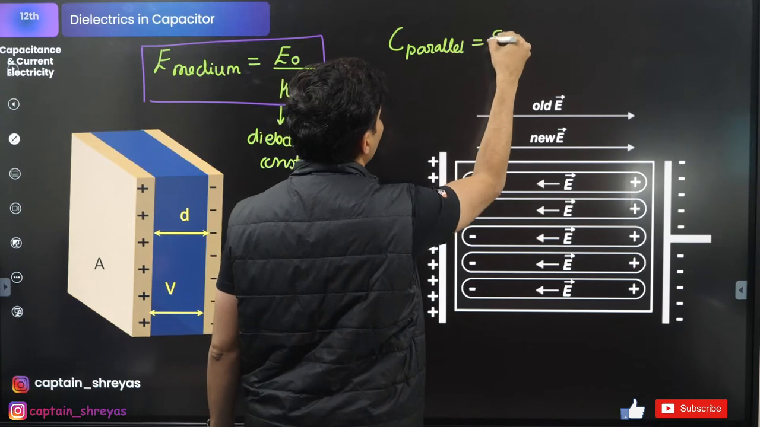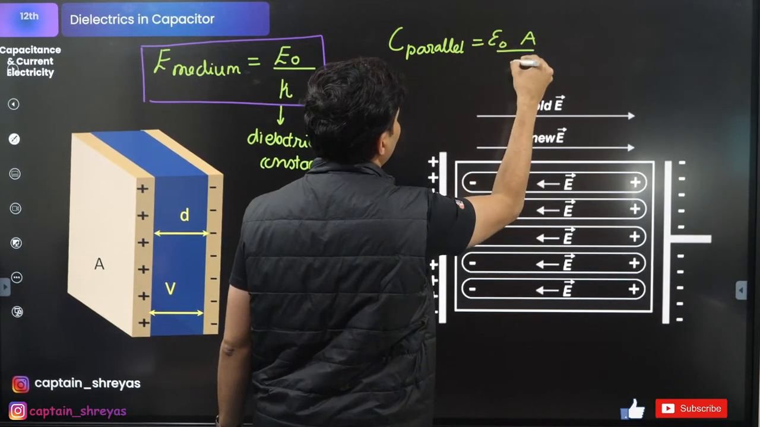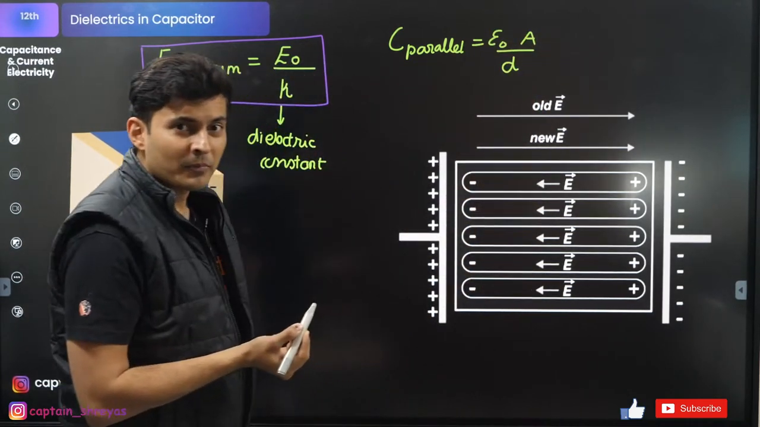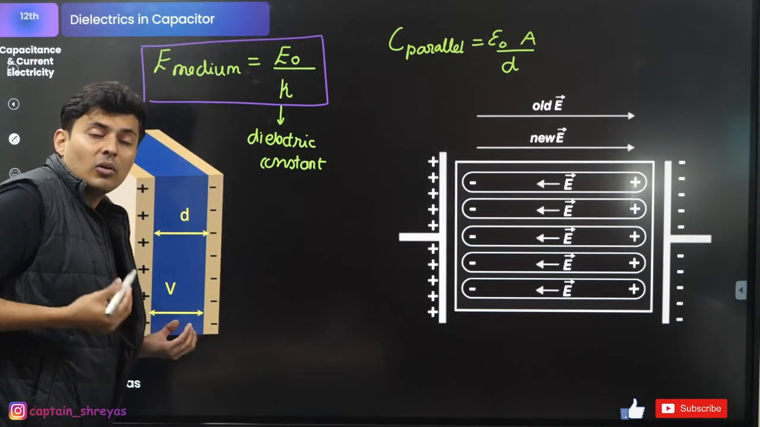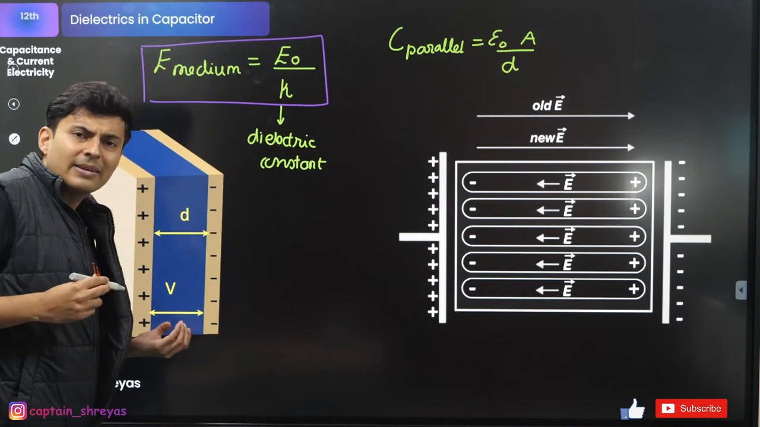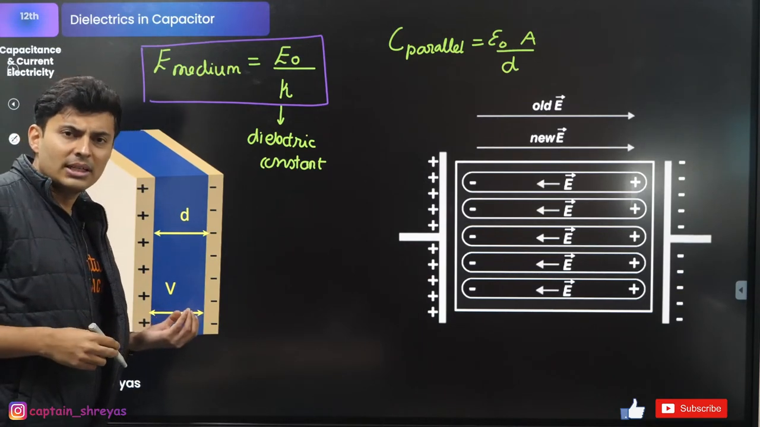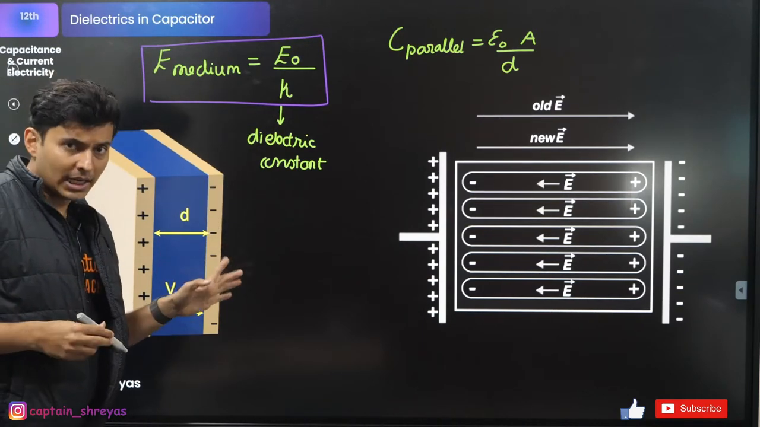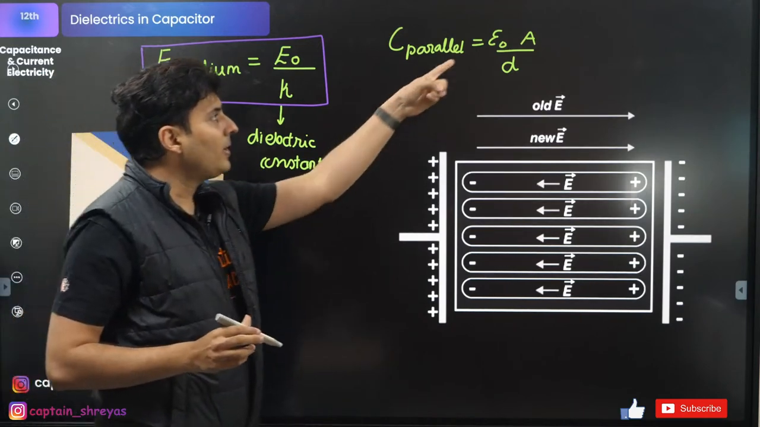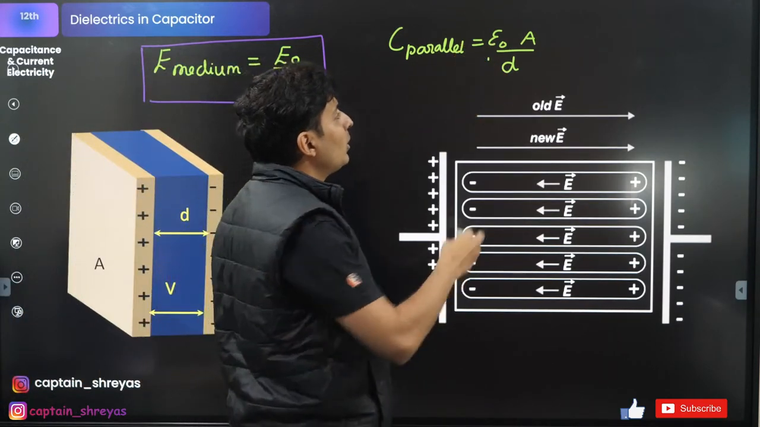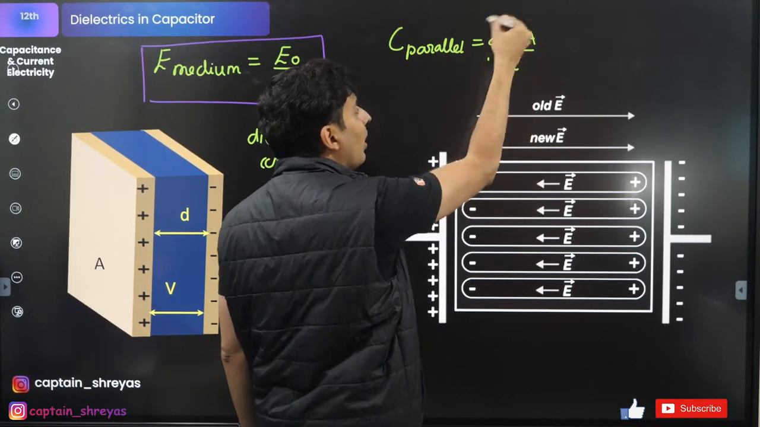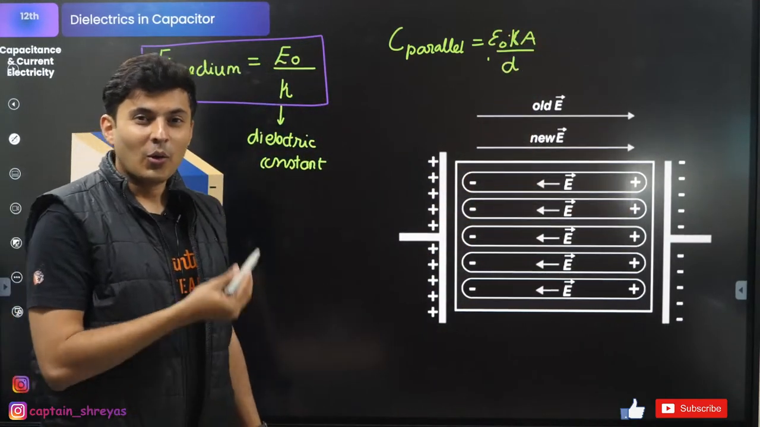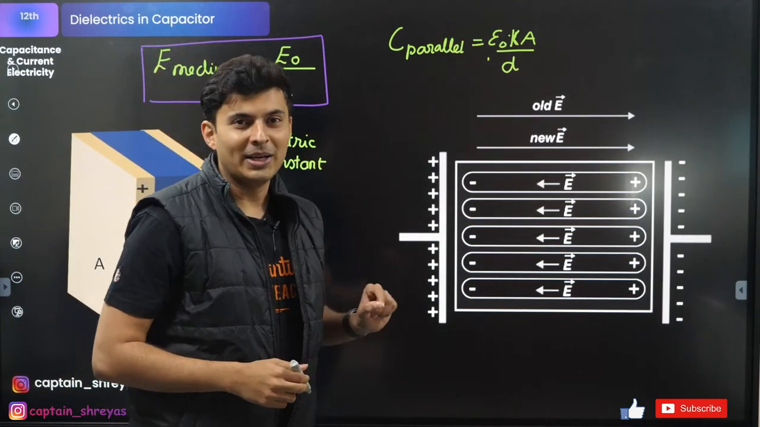For a parallel plate capacitor, what was the formula? It was epsilon naught A by D, right? What if the inner medium is not air, it is water or wood or ceramic or some plastic? It will have some dielectric constant, some value of K, correct? So what will happen? Instead of epsilon naught, you will put epsilon naught into K. So that modification needs to be done. Only then you get the permittivity of the medium.